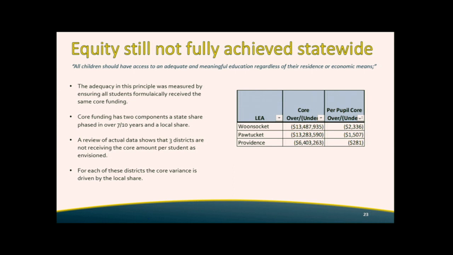Because of the design of the formula and the state share now being fully phased in, we can now pretty easily trace back. When we did this analysis a couple of years ago, we had to figure out how much was the state underfunding versus how much the local was underfunding. But with the state share now fully phased in, this would all be the local share as envisioned under the formula that's causing some of these variances.